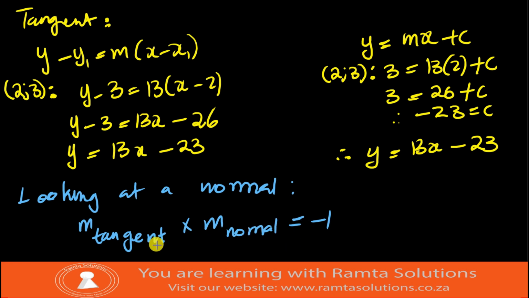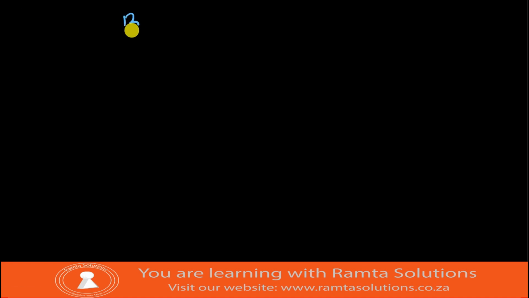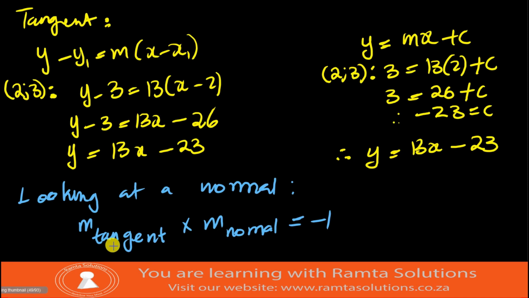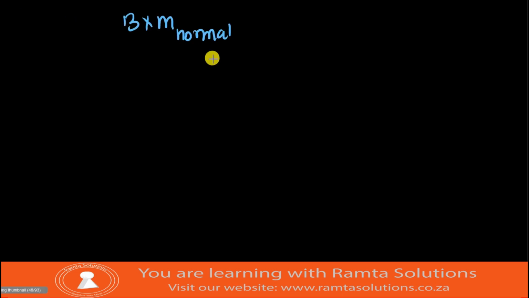Right? We know the gradient of a tangent. What is it? It is 13. So we're saying 13 times gradient of a normal, because the gradient of the normal we don't know. So 13 times gradient of a normal is equal to -1. This therefore tells us that gradient of a normal is equal to -1 over 13.